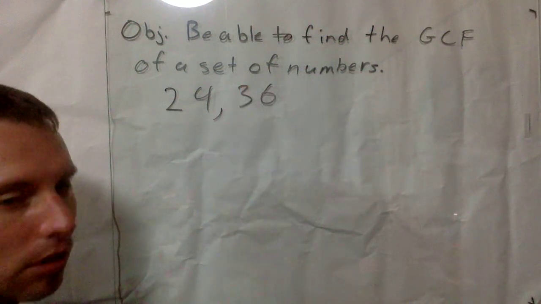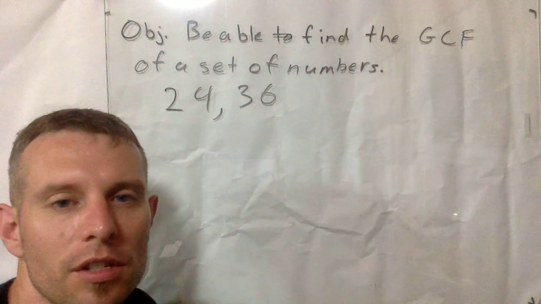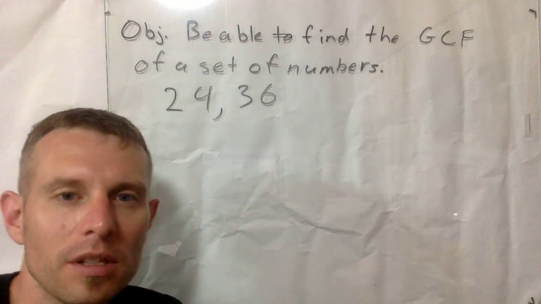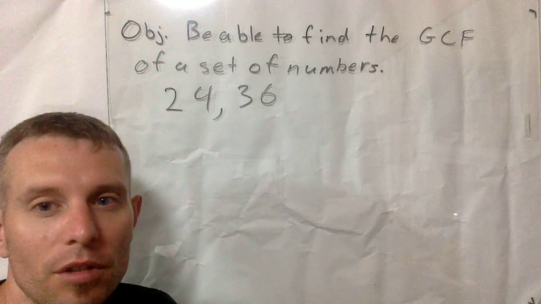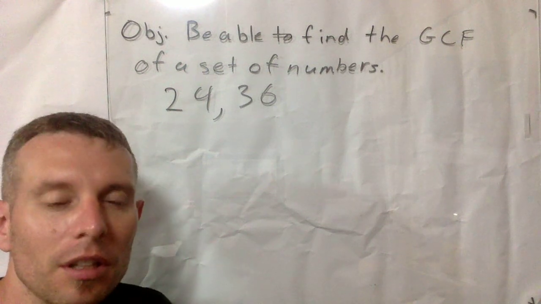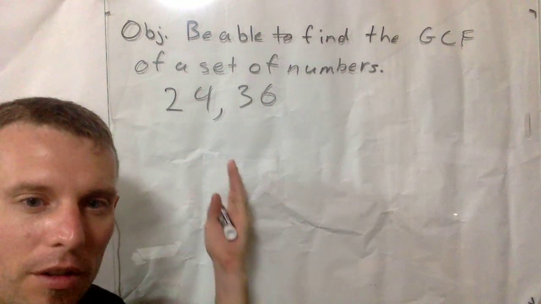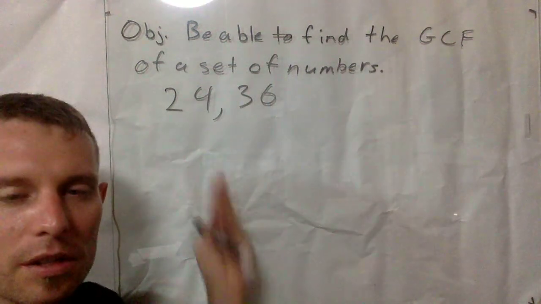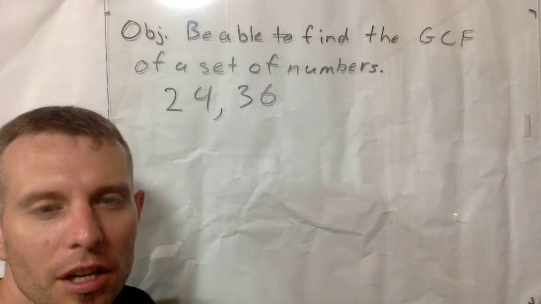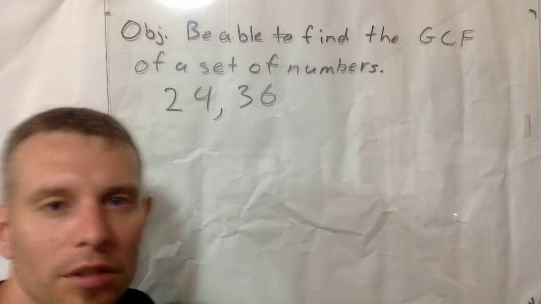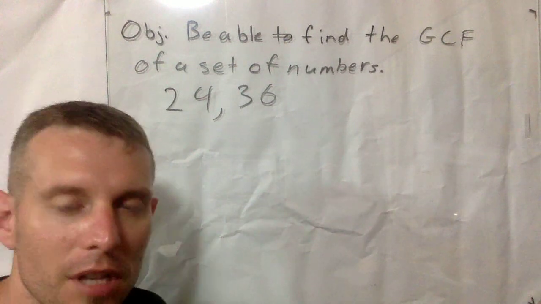Now, what we're trying to do is find the factors of these two numbers, and find the factor that both of these share that's the biggest, or the greatest. The largest factor that both of these have in common. If you think about that definition, it helps you to not get as confused with the greatest common factor versus the least common multiple.